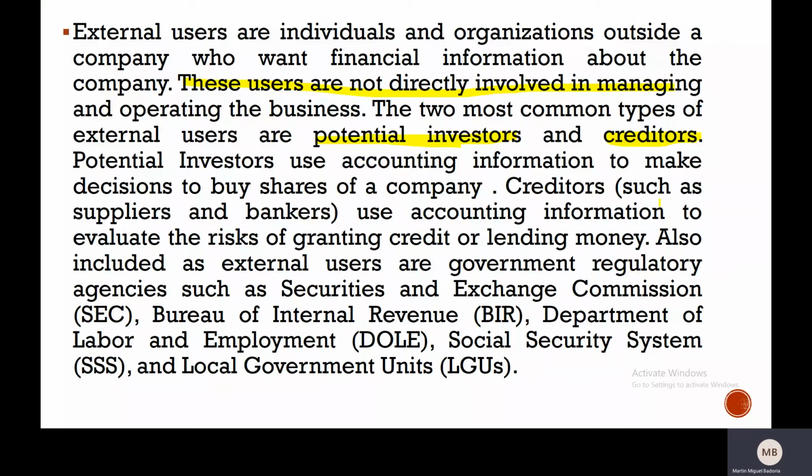Also included as external users are government regulatory agencies such as Securities and Exchange Commission or SEC, Bureau of Internal Revenue BIR, Department of Labor and Employment, DOLE, Social Security System, SSS, and local government units. So the two major classifications are investors and creditors. When we say creditors, pwedeng suppliers or pwedeng financial institutions. Kasi may mga suppliers rin naman na hindi siya cash-to-cash basis. So, a lot of suppliers naman are on borrowings rin, nagpapautang ng kanilang products. And of course, the financial institutions.